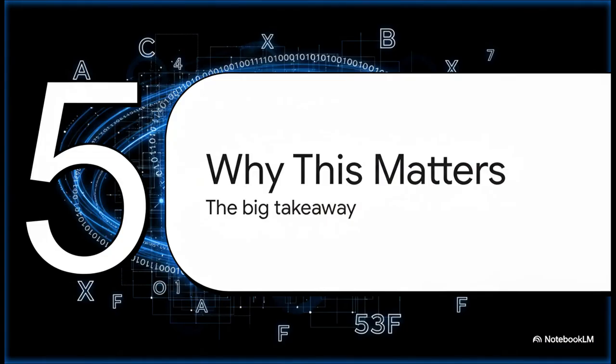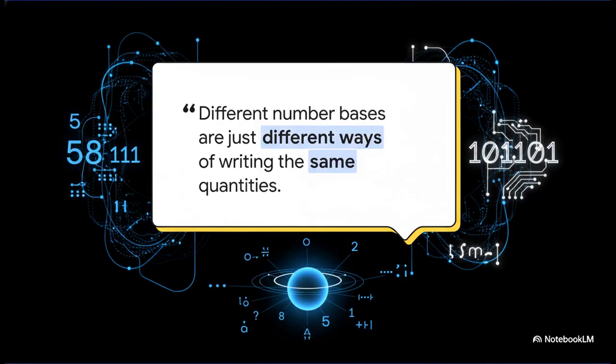So, after all that math, what's the big takeaway here? What's the point of all this? It really just boils down to this. Different number bases are just different ways of writing the exact same amount of stuff. Whether it's 58 or 111 in base 5 or 101101 in base 2, the actual quantity, the value, it hasn't changed at all. All that changed is the language we're using to describe it.